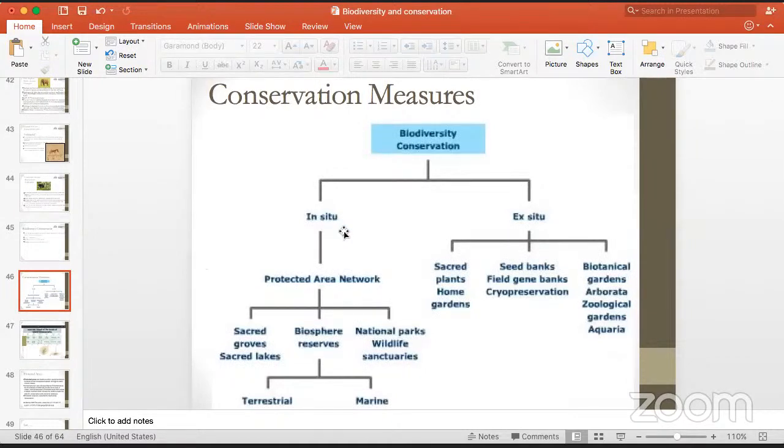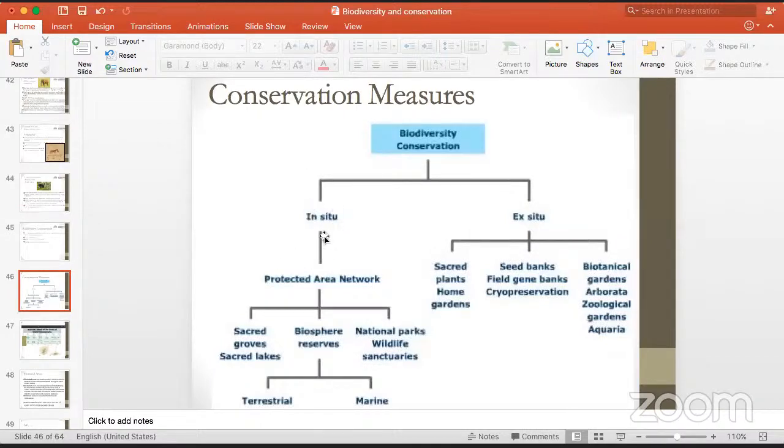Now, in situ conservation means conserve the animal wherever it is naturally found. So if it is found in the jungles, if it is found in any forest, then you declare that forest as a national park. Okay, so this in situ method of conservation is a method where the animal is not removed from its site, from its natural habitat. So the animal is conserved in its natural habitat. This is the meaning of in situ conservation.